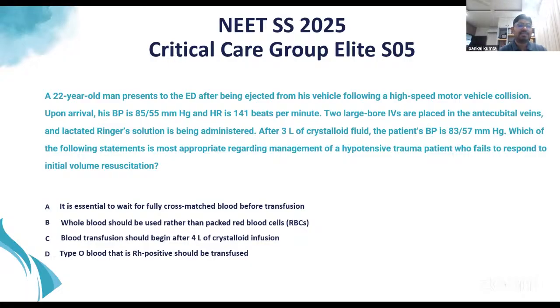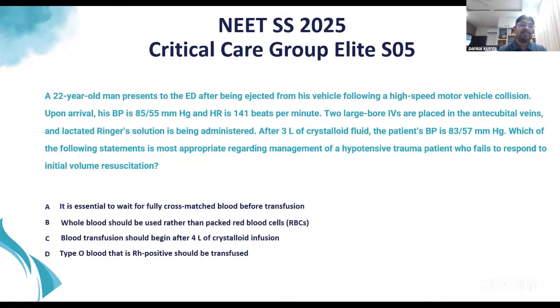The options are: it is essential to wait for fully cross-matched blood transfusion; whole blood should be started rather than packed red blood cells; blood transfusion should be given after 4 liters; and type O blood, that is Rh positive, should be transfused. Waiting for fully cross-matched blood is ideal, but in this situation the patient is worsening, and if it takes a lot more time you may have to look at an alternate option, but keep that as your initial option. Second, whole blood rather than packed red blood cells: availability of whole blood is not possible, and even if you mobilize for it, it takes a lot of time, and that should not be prioritized over giving PRBCs.